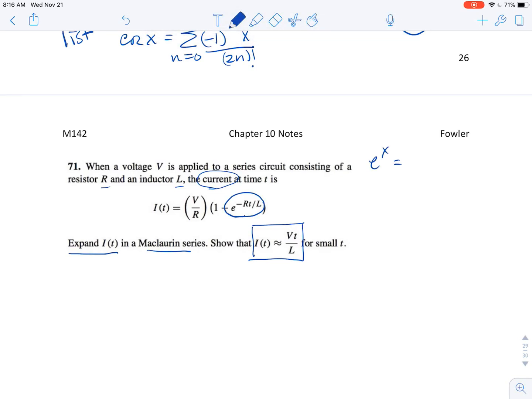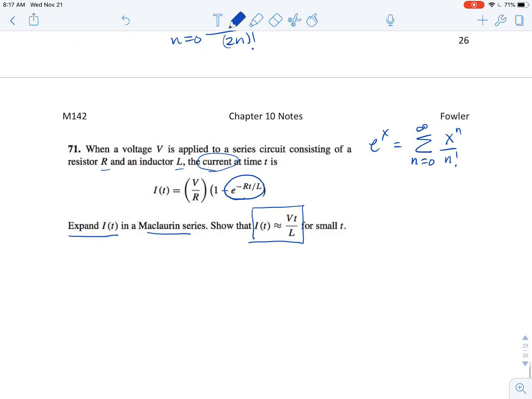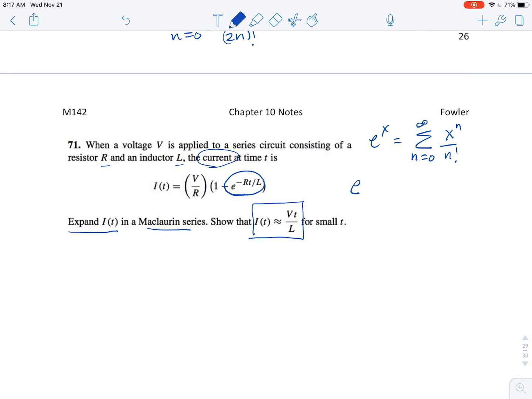So let's write out the sum for e to the x. Sum on n from 0 to infinity, x to the n over n factorial. And you don't have to memorize that, but of all the ones to memorize, this one would be the one. And so the next step we're going to have to do is find e to the -RT over L. And we should be getting pretty good at that. That's just substitution. We're replacing the x with -RT over L.